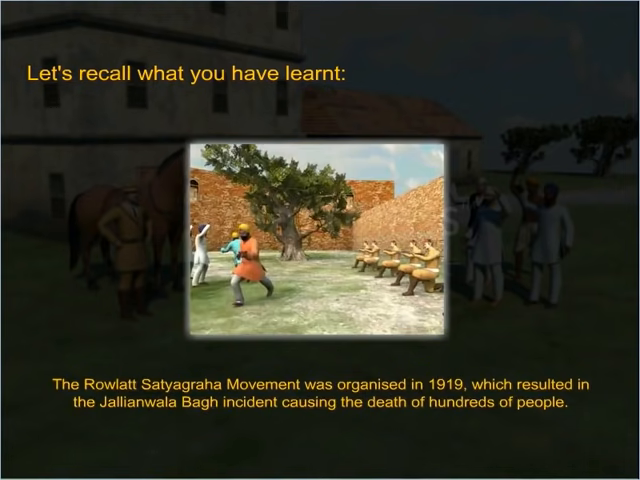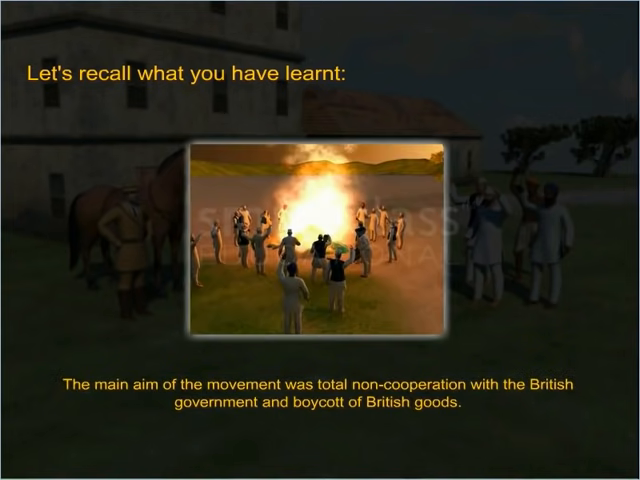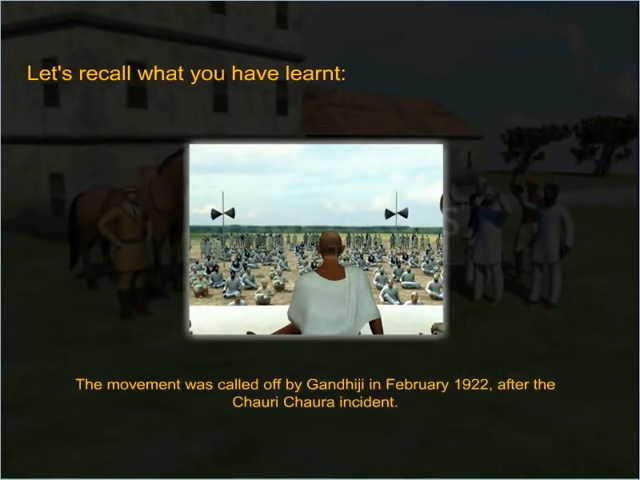The Rowlatt Satyagraha movement was organized in 1919, which resulted in the Jallianwala Bagh incident, causing the death of hundreds of people. In 1920, the Khilafat and Non-cooperation movement was launched to protest against the unfair treatment of Ottoman Turkey by the British. The main aim of the movement was total non-cooperation with the British government and boycott of British goods. The movement was called off by Gandhiji in February 1922 after the Chauri Chaura incident.